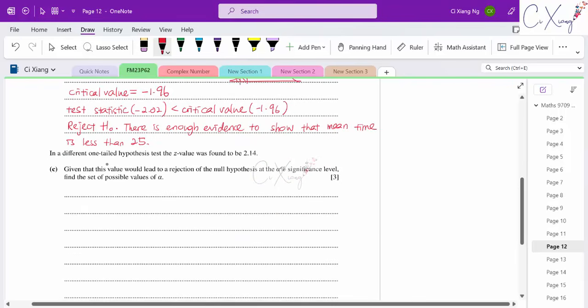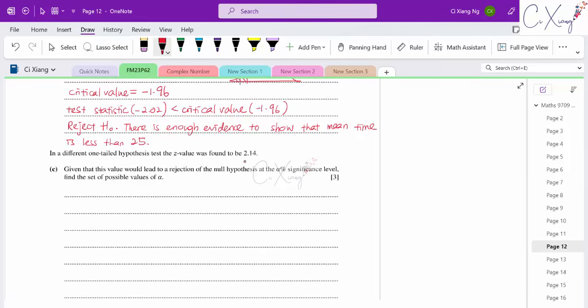In a different one-tail hypothesis test, the z value was found to be 2.14. Okay, so the 2.14 here basically is what? Basically is the Z value. Z value means the critical value, alright? So given that this value will lead to rejection of the null hypothesis at the alpha percent significance level, find the set of possible values of alpha. Oh, sorry, the Z value here by right should be the test statistic.